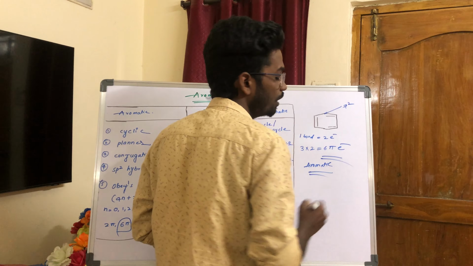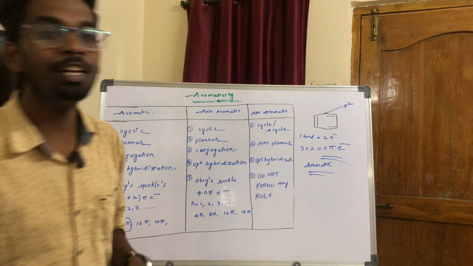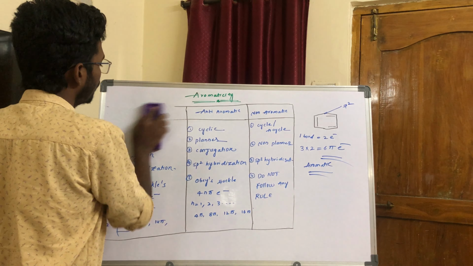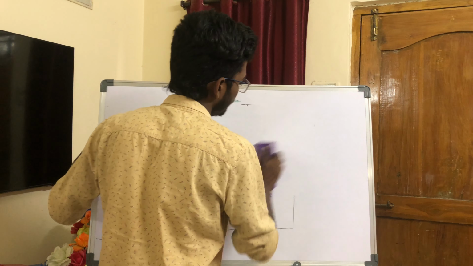So this is an aromatic compound. I will give one trick for this to identify aromatic and anti-aromatic compounds. It is a very simple trick. If you know this trick, you can easily write which one is aromatic, which one is anti-aromatic, and which one is non-aromatic. So I am going to give the tips to you. The trick, you can see this trick.